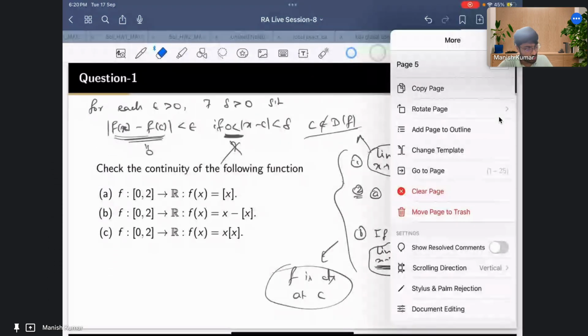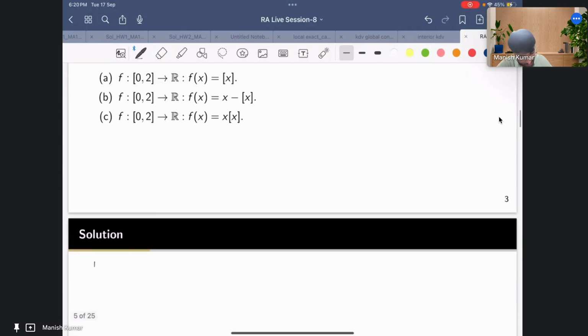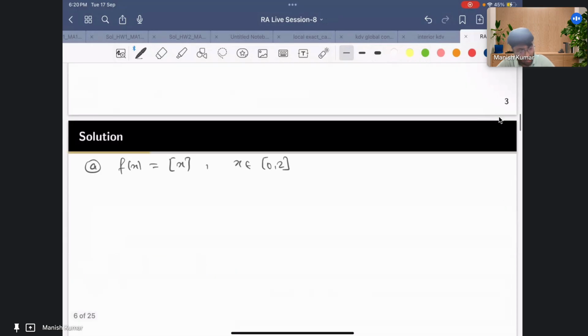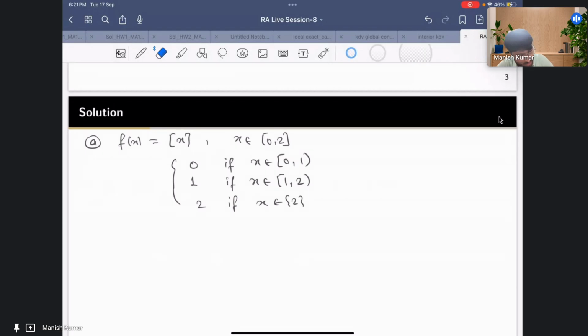Okay, so now let us go to solving these problems. Let's begin with the first question. The first problem is f of x equal to this box function of x, where x is in [0, 2]. You already know what the value of this will be. It will be 0 if x is from 0 to open 1, that is, strictly less than 1. It will be 1 if x belongs to [1, 2), and it will be 2 if x is equal to 2, or x belongs to the singleton {2}. This is the definition of the function.